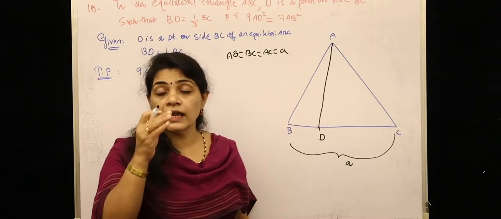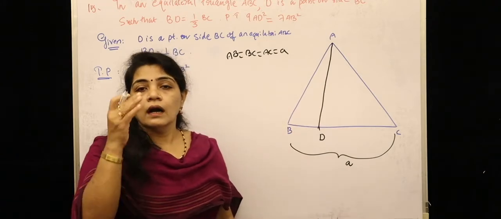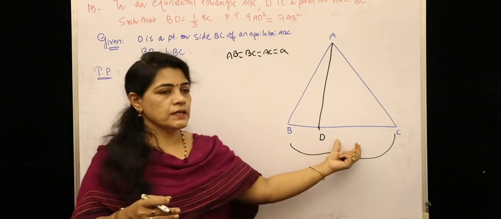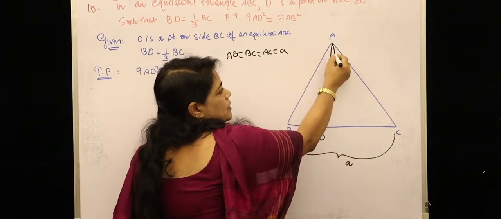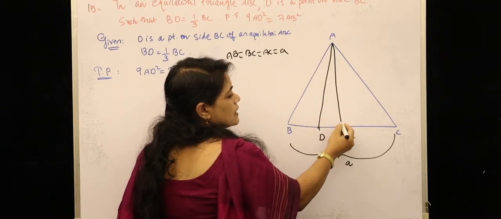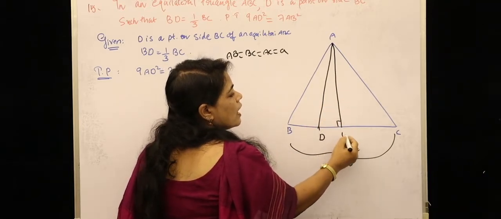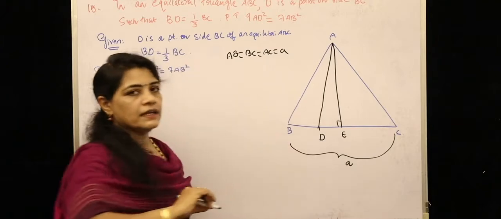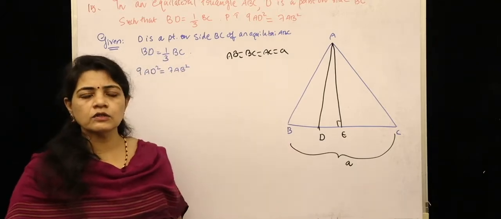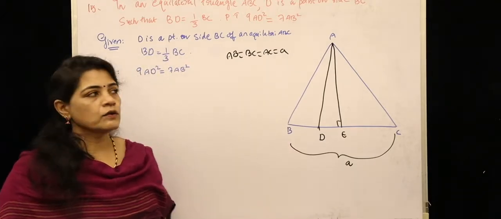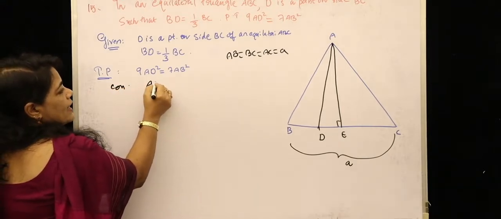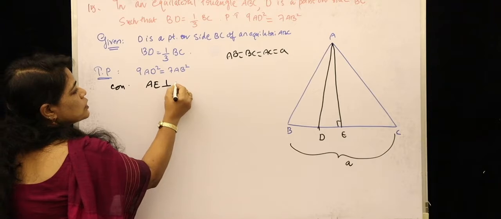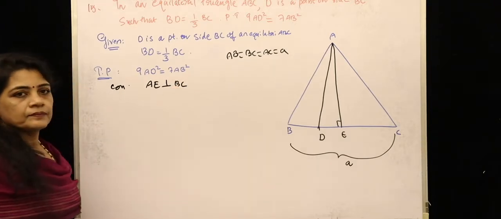That means we are drawing the perpendicular AE towards BC. So let AE be the perpendicular to BC. Being perpendicular, I am marking this angle as 90 degrees. That angle is also 90 degrees. So that is the construction. That means we need AE perpendicular to BC.